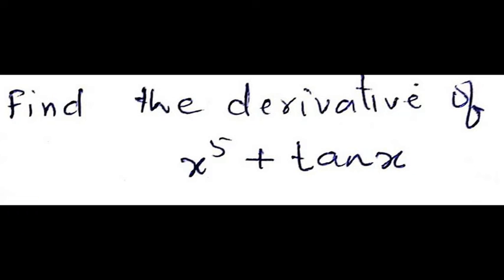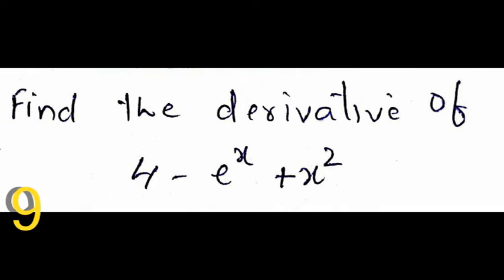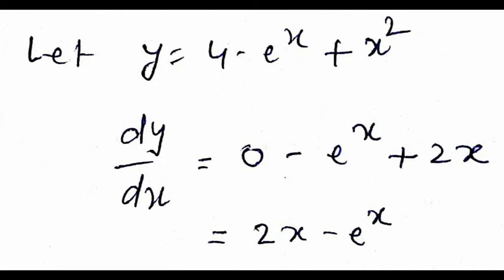Find the derivative of x raised to 5 plus tan x. Derivative of x raised to 5 is 5x raised to 4, and derivative of tan x is sec square x. Find the derivative of 4 minus e raised to x plus x square. Derivative of 4 is 0, derivative of e raised to x is e raised to x, and derivative of x square is 2x. Therefore we get the answer 2x minus e raised to x.